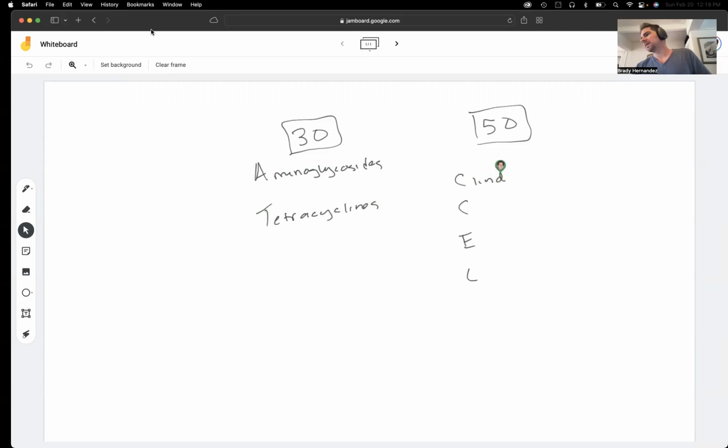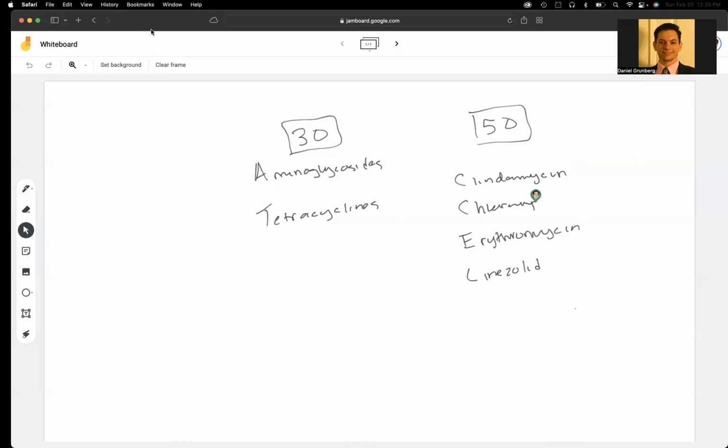Clindamycin, erythromycin, linezolid. What was the other one? Chloramphenicol. Was there one more L, or is that right? I think that may be it. Unless there was one more L in this cell.